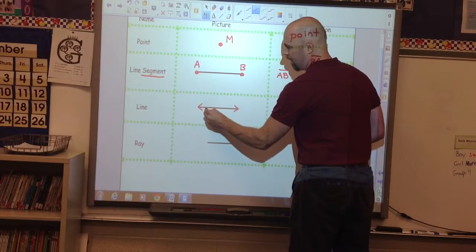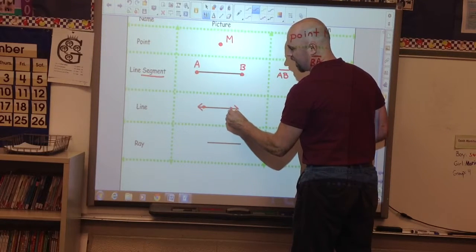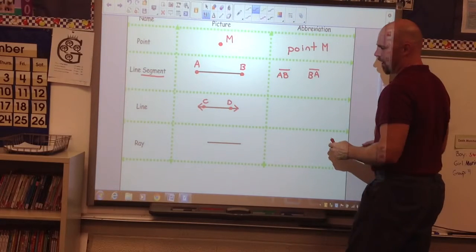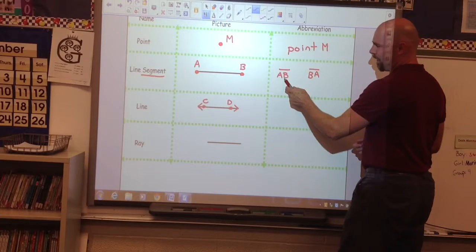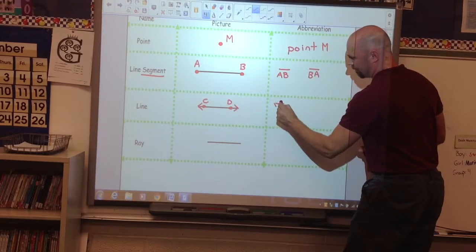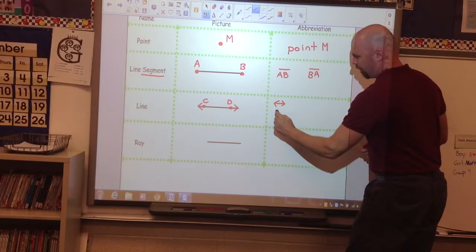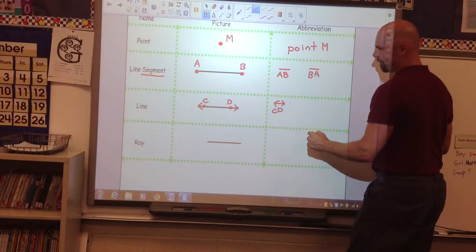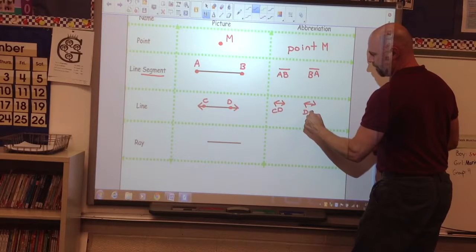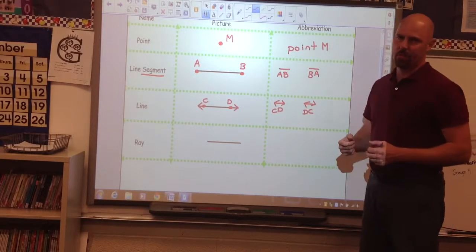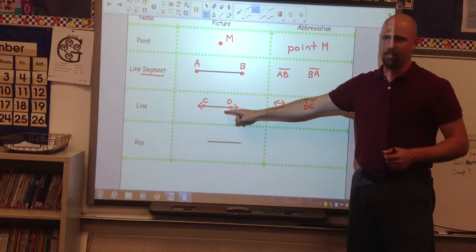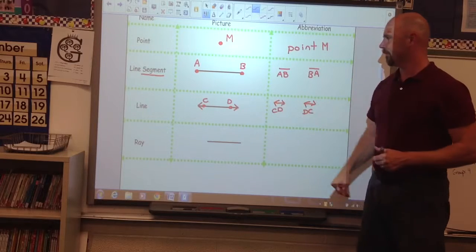We still need to give it a name, though. So we're going to put points right inside these arrows, and why don't we just call this line CD, okay? And just like we did with the line segment, this one we're going to put arrows on top. And we're going to call this CD, or I could call it DC. So you've got 2 names for that as well. The line segment we can measure. This one we can't measure because it goes on forever and ever.